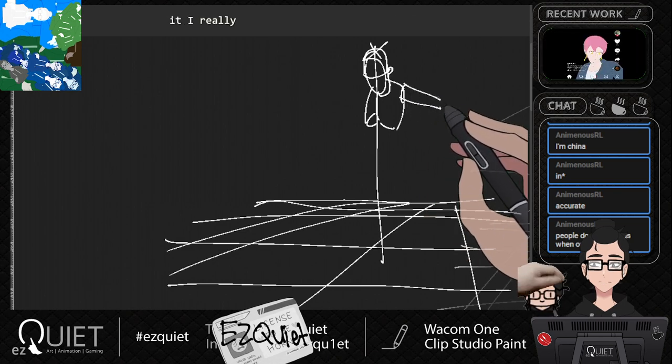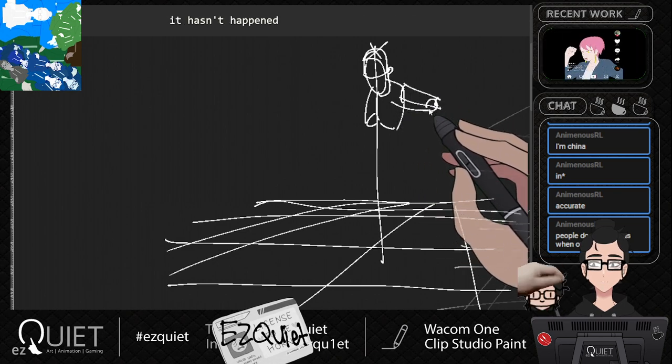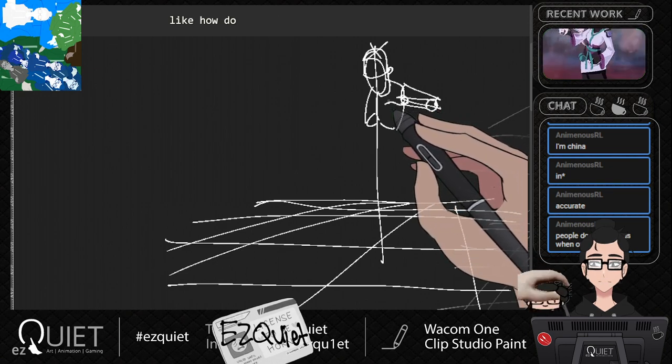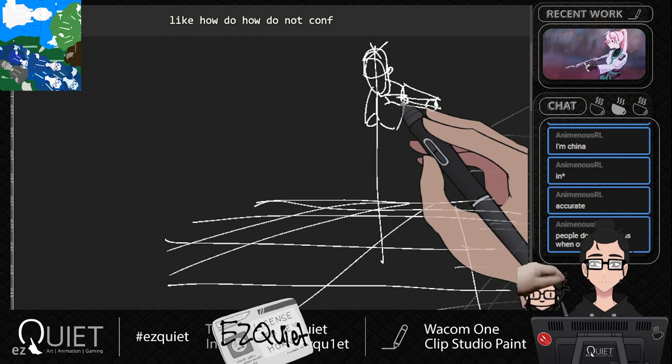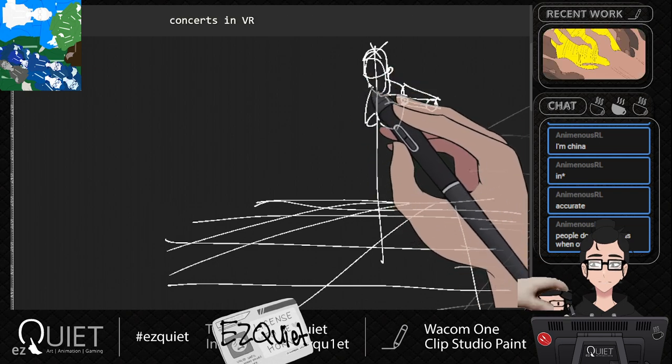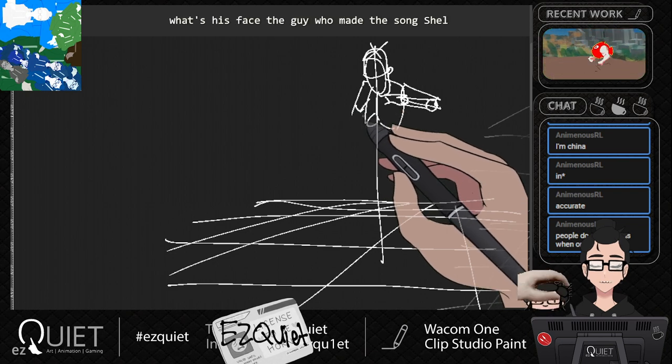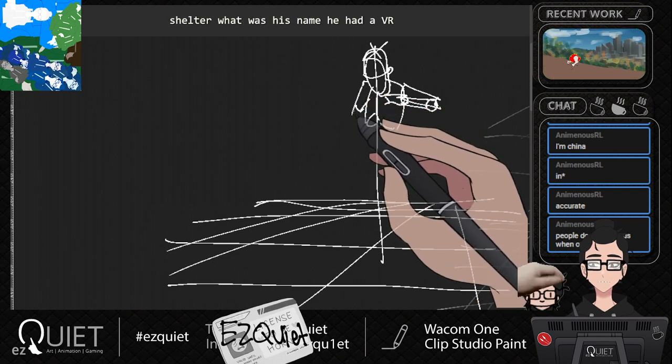I really can't imagine it. And I guess because it hasn't happened before, we can't imagine it. But maybe there are some precedents. Not conferences, but how do concerts in VR do, right? Like, didn't what's his face, the guy who made the song Shelter, what was his name? He had a VR concert, right?